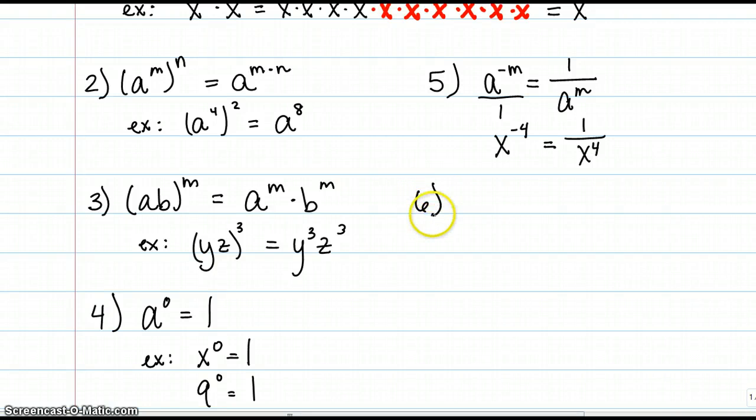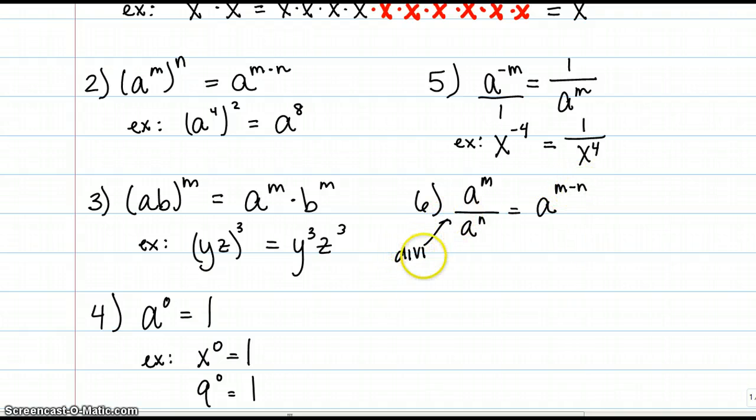Alright, rule number 6. I'm just going to put this ex there so we know that it's an example. I have that a to the m power over a to the n power is a to the m minus n power. So remember that this line means divide. So anytime you're dividing two values with the same base, you can subtract their exponents. So again, I'm going to show you why this one works.